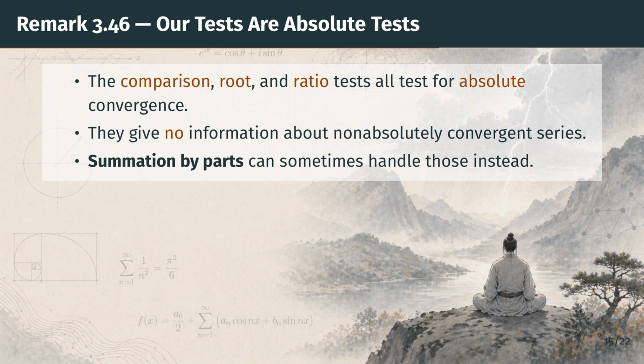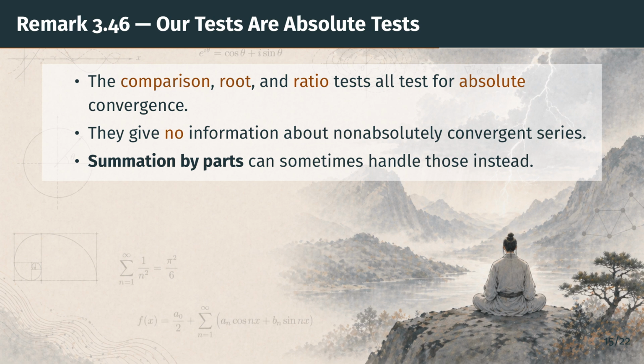Continuing the third remark, because those tests detect only absolute convergence, they cannot tell us anything about a non-absolutely convergent series. For a series like the alternating harmonic series, the root and ratio tests are silent. The right tool there is summation by parts from the previous section, which gave us Dirichlet's test and the alternating series test. So the two halves of our theory fit together. Absolute value tests on one side, summation by parts on the other.